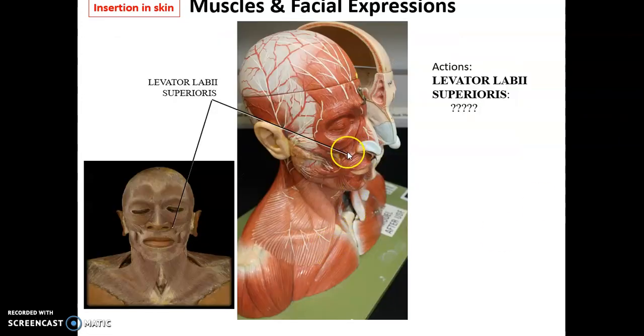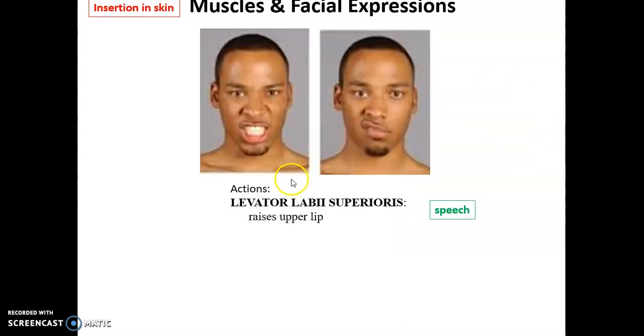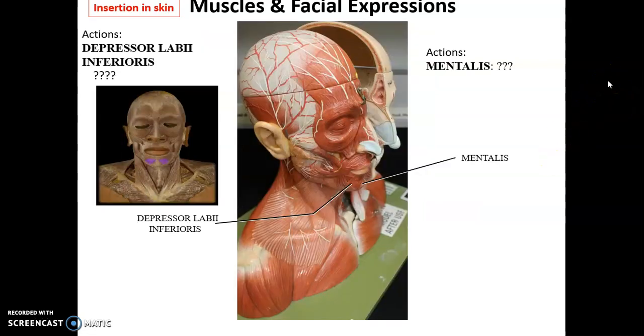Then we have levator labii superioris on the right and left sides of the nose. They insert into the upper lip, hence superioris. And as the word levator would make you expect, it elevates or raises the upper lip. So the name gives it all away. Labii for lips, superioris for upper, and levator for raises. So it helps to raise up the upper lip. And this also is important for speech.